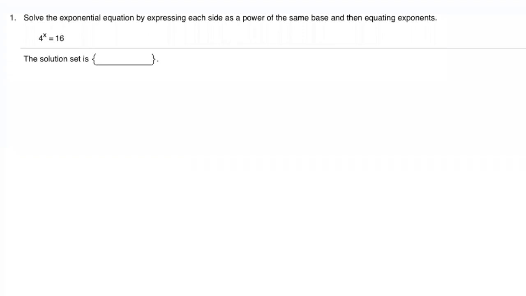Here's a few MyMathLab examples for you. We're being asked in number one to solve the exponential equation, and notice it tells us to express each side as a power of the same base. And the equation I'm given to work with in this case is 4 to the x power equals 16.